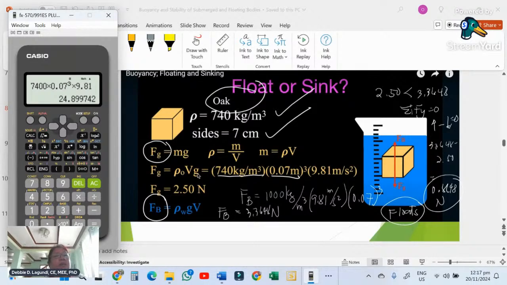That's it. Hey, what happened? Oh, I made a mistake. I typed in 7,500. I'll do it again. Sorry for that. 740. Why is it giving me another? Okay, 740 times 0.07 cube, and then multiply it by 9.81.